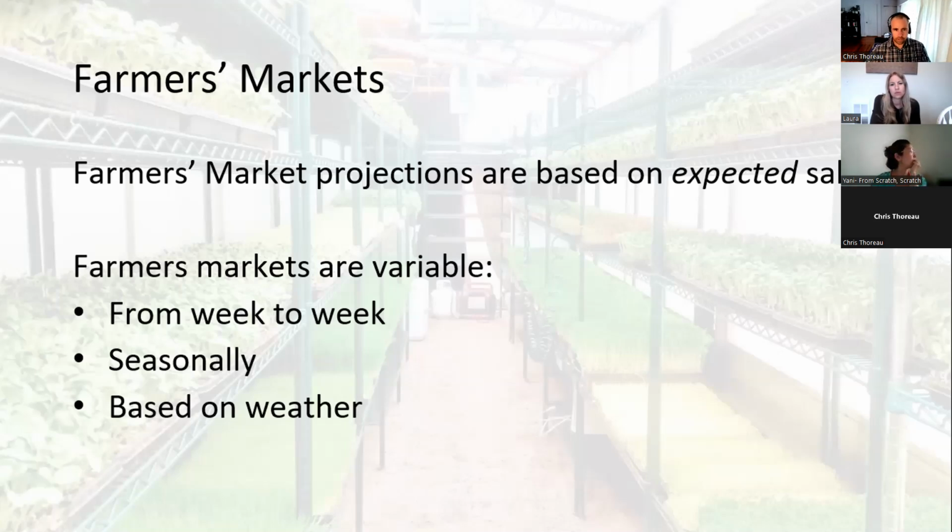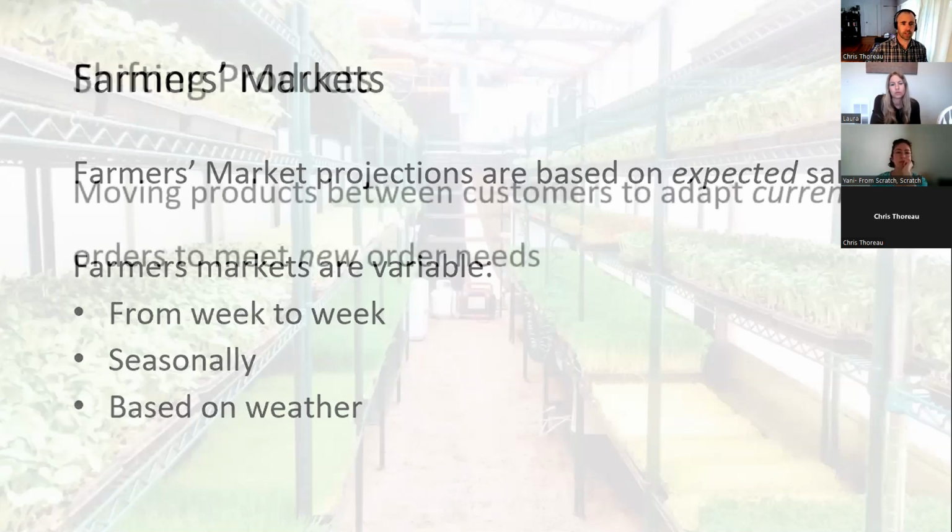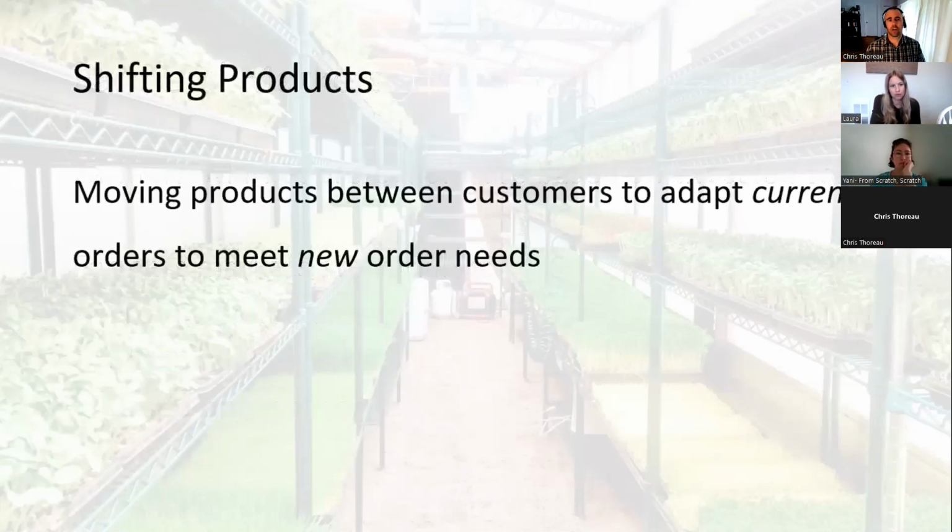So that leads us into, I think this is the last thing I'm going to cover today, what I call shifting products. Shifting products is the idea of moving products between customers to adapt current orders to meet new order needs. I love using calculators and software to help run my business, but the reality is you have to understand when it's important for you as the business manager to make decisions that your software cannot make for you.